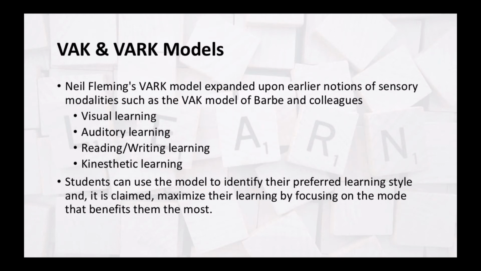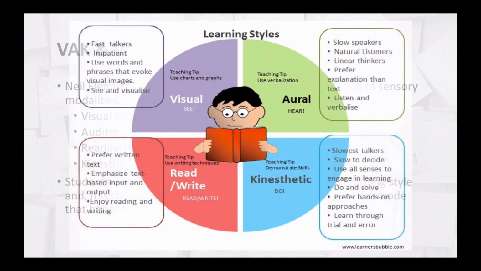Neil Fleming's VARK model expanded upon earlier notions of sensory modalities, such as the VAC model of Barb and colleagues, and includes visual learning, auditory learning, reading-writing learning, and kinesthetic learning. Students can use the model to identify their preferred learning style and, it is claimed, maximize their learning by focusing on the mode that benefits them the most. This is a graphical depiction of the VARK model.